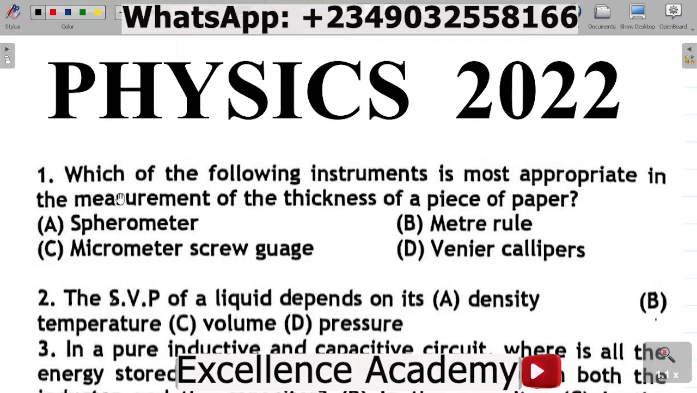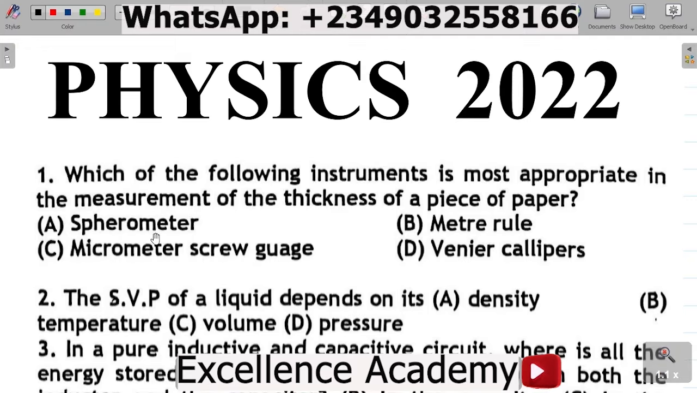Question 1 says, which of the following instruments is most appropriate in the measurement of the thickness of a piece of paper? Option A says spherometer, B, meter rule, C, micrometer screw gauge, D, vernier calipers. Now, for us this question is under measurement. For us to answer this question here, let's consider each of the options.